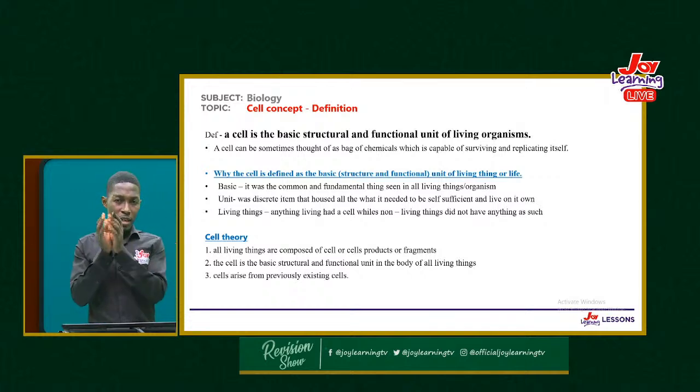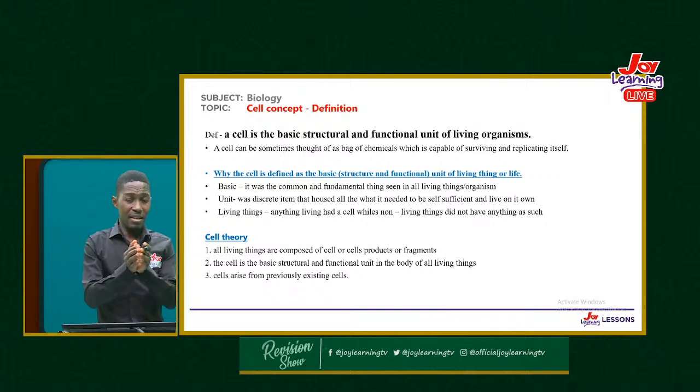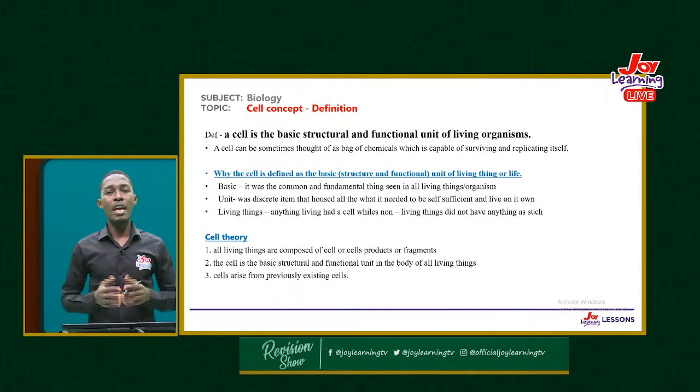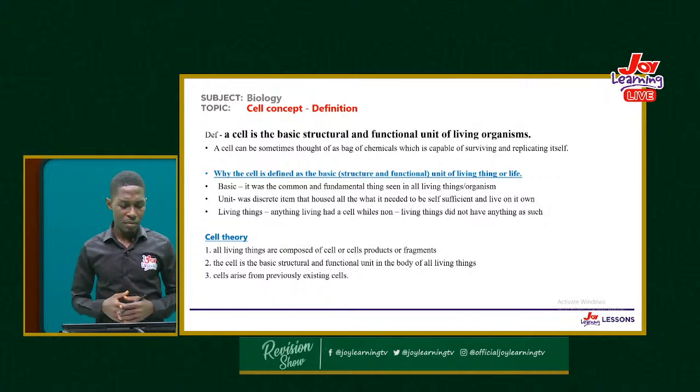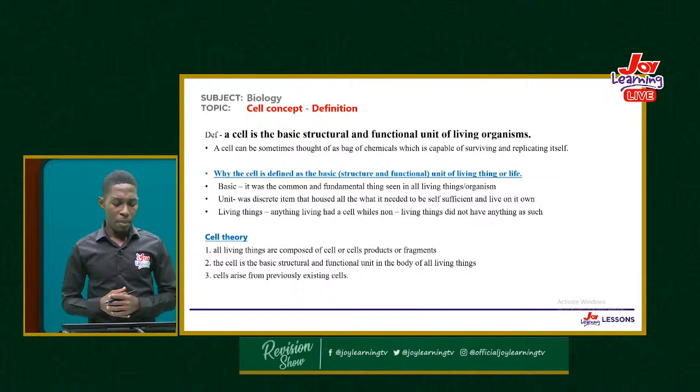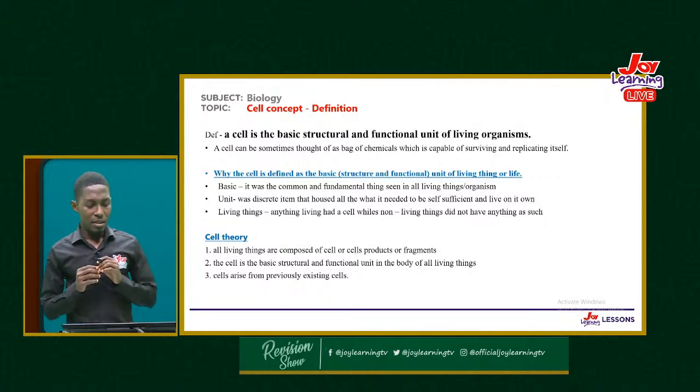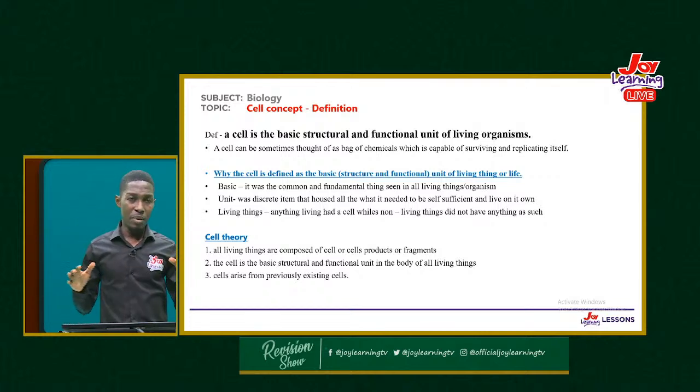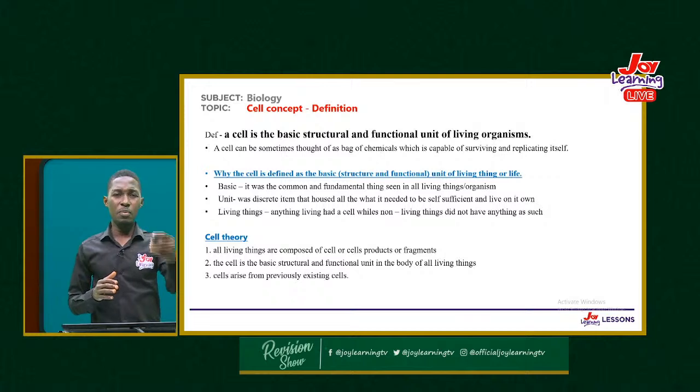For you to be called a living organism, that is the basic thing. If you don't have it, we can't class it. A stone doesn't have a cell, so a stone cannot be called a living thing. Then, like what Rudolf said, cells arise from pre-existing cells. So when they defined the second point, that the cell is the basic structural unit, the syllabus wants you to understand why a cell is the basic thing.